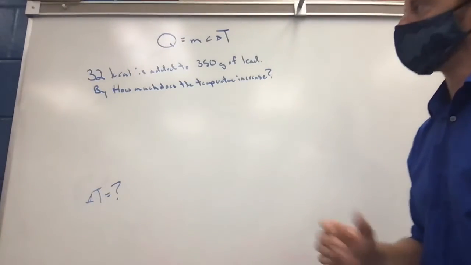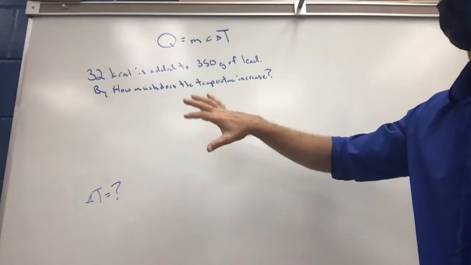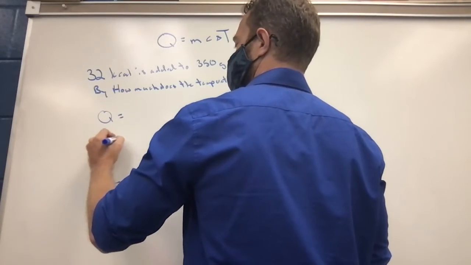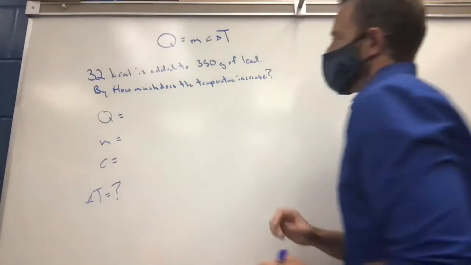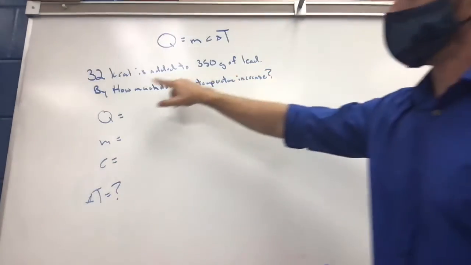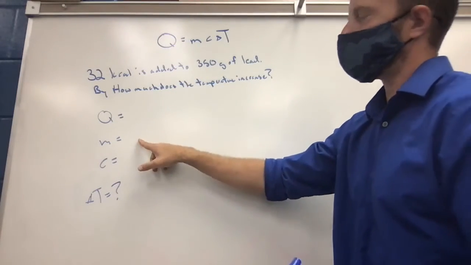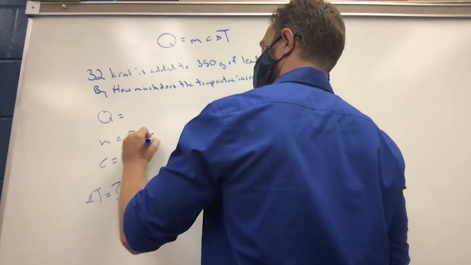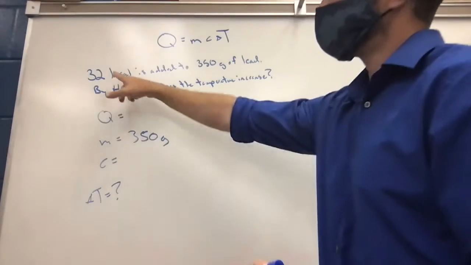So I'm going to mark that down right away. And then I start going through those other things, right? Put that list together. If you put the list together, that's going to make life easier. So they tell me it's lead, and I notice I've only got two numbers, right? So let's go ahead and fill in the two numbers that we have. So we have 350 grams for our mass. And we have 32 kilocalories.